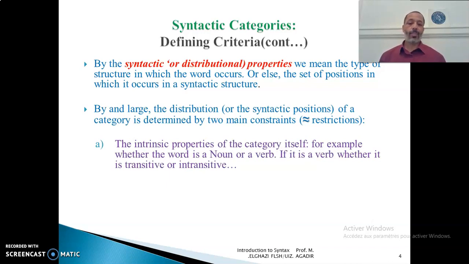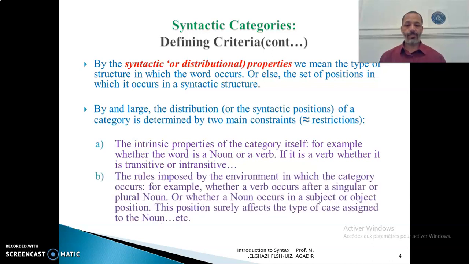The first is the intrinsic properties of the category itself, for example, whether the word is a noun or an adverb or a verb. If it is a verb, whether it is transitive or intransitive. So if the word is a noun, it has a different distribution from a verb. And if a verb is transitive or intransitive, it also occurs in different structures.